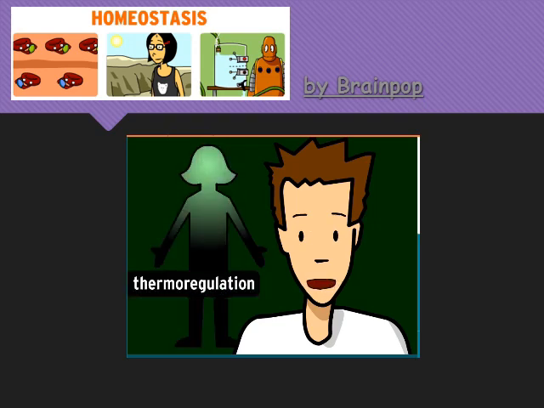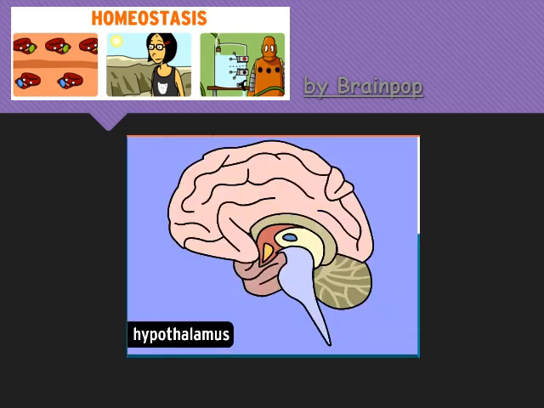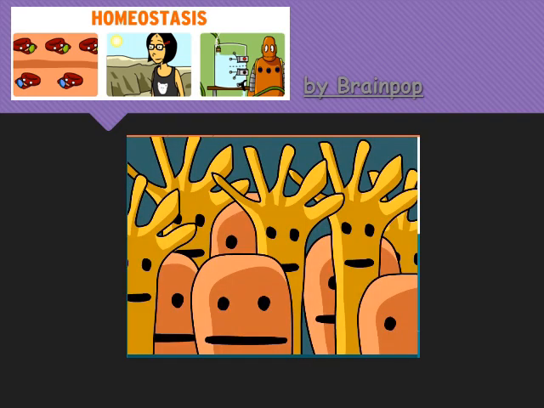Thermoregulation is the way your body keeps its temperature steady at around 37 degrees Celsius or 98.6 degrees Fahrenheit, no matter how hot or cold it is outside. Here's how it works. The hypothalamus is a part of your brain that acts as a sort of thermostat. When your body temperature starts to rise or fall, a special team of nerves and hormones, called a feedback system, sends a warning to the hypothalamus.